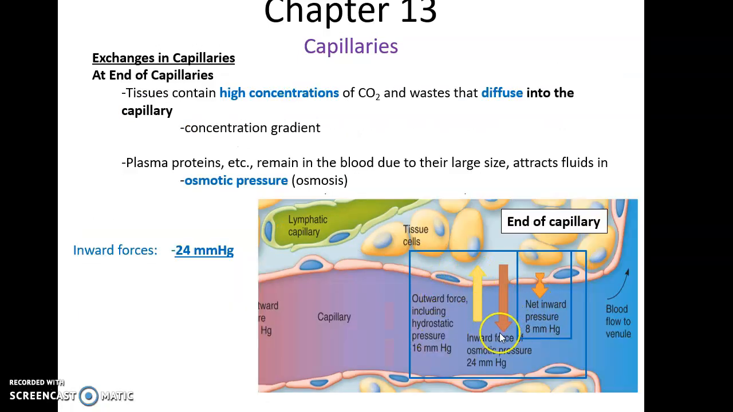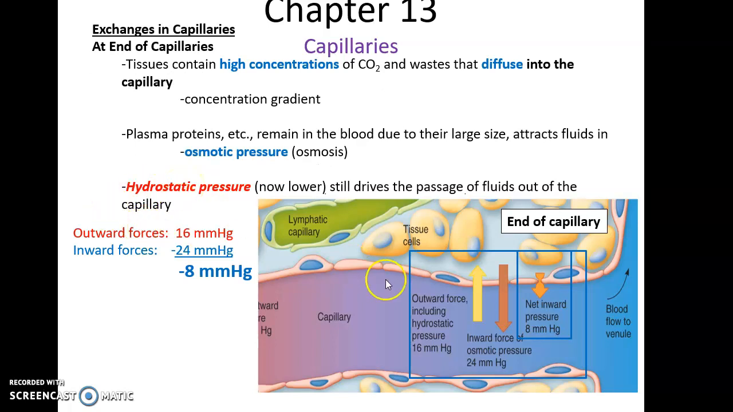When you get to the end of the blood capillary, things have changed. We still have that inward force, the osmotic pressure, trying to pull water and solutes dissolved in it into the blood capillaries. And we also have now a high concentration of carbon dioxide and waste materials wanting to diffuse from high concentration to low concentration. So water and the waste products are trying to enter the capillaries.